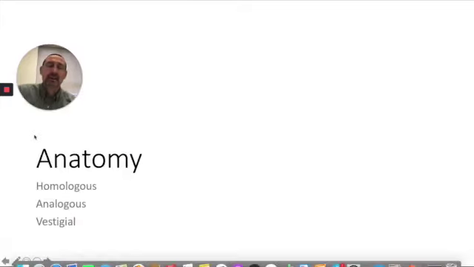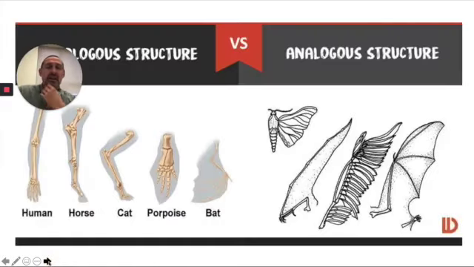Next, we'll look at anatomical structures. We'll look at these three things: homology, analogy, and vestigial organs. So homologous structures, analogous structures, vestigial organs. Homologous structures just means the structures are the same. That is, they have the same structure.